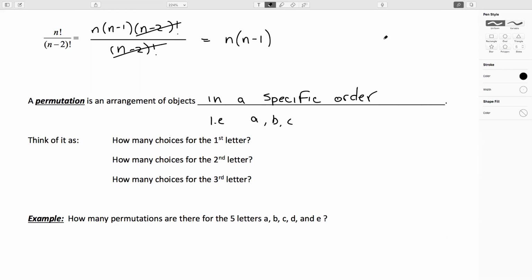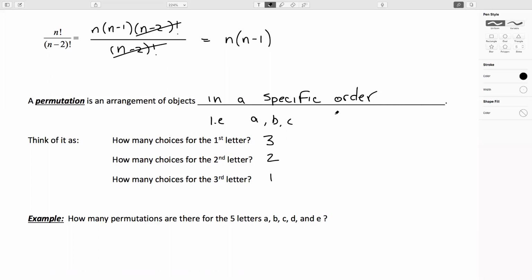and C. Think of it as a series of choices being made for each one of those letters. So how many choices for the first letter? Can you use any of them? So there's 3. How many choices for the second letter? Well, we've used 1 up, we're left with 2 others. So we've got 2. And when we get to the third letter, there's only really 1 choice. It's whatever we haven't used already.